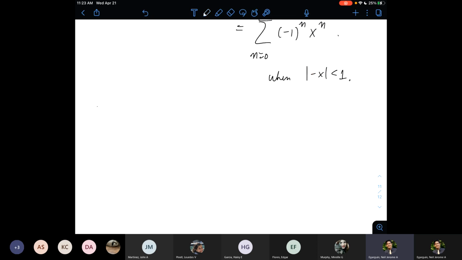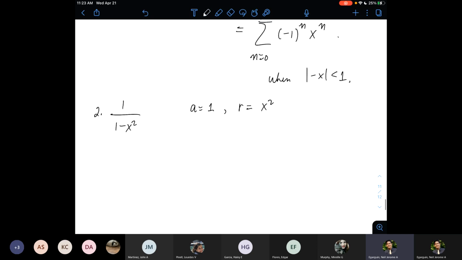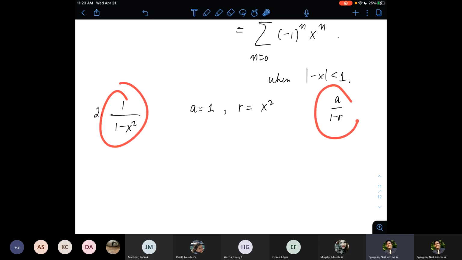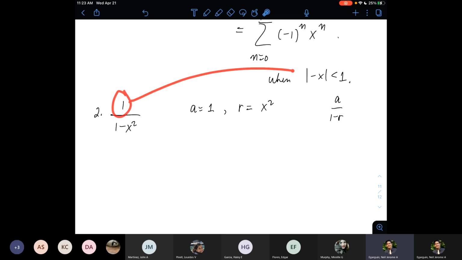Now let's play a little bit more with this guy. Let's try to expand 1 over 1 minus x squared. Nothing different here. So here our a is equal to 1 and our common ratio is x squared. Because remember the form is a over 1 minus r. So if you compare this guy with this guy, you see that a is equal to 1 and r, which comes after the negative sign, is x squared.